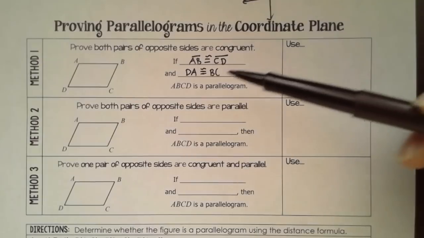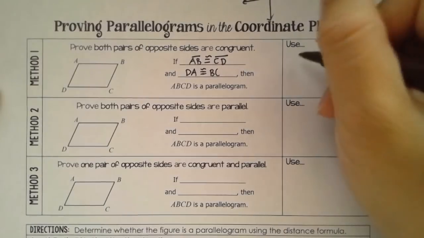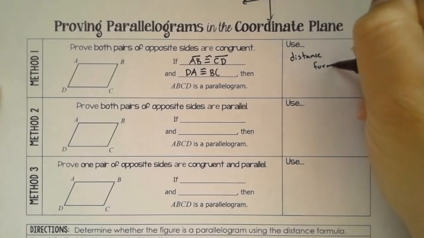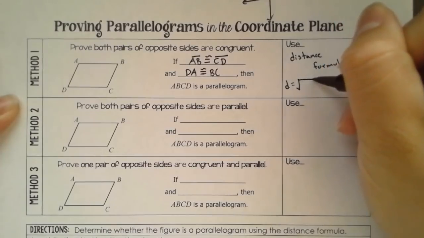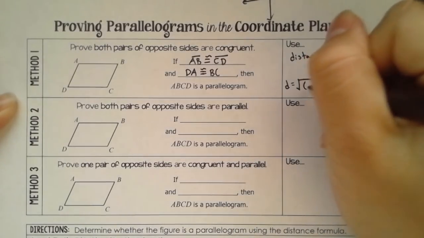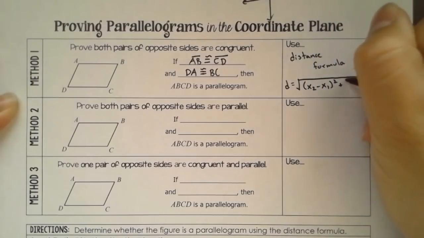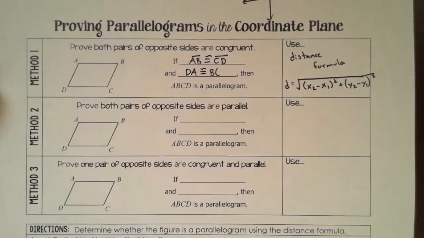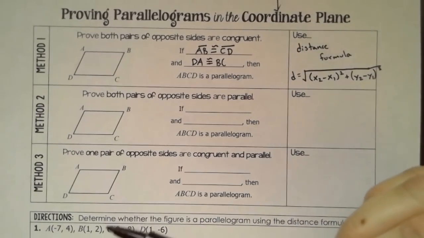So how do you prove using that opposite sides are congruent in the coordinate plane? You would use the distance formula. And if you recall, we can actually write it in here. The distance formula is d equals the square root of the difference of the axes, so x2 minus x1 squared plus y2 minus y1 squared. Okay, and x2, x1, y2, y1, those are what you label the coordinate pairs wherever they're given.